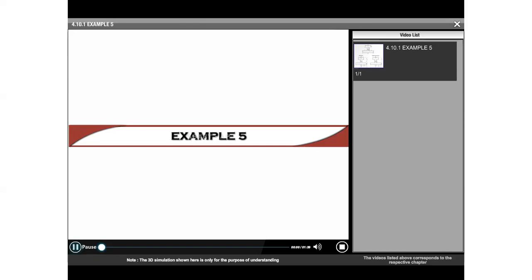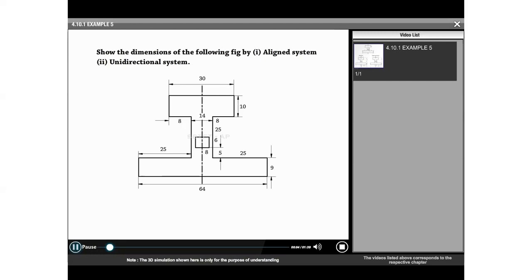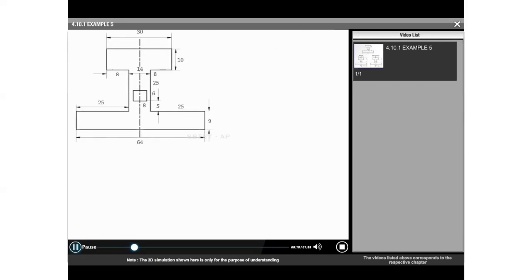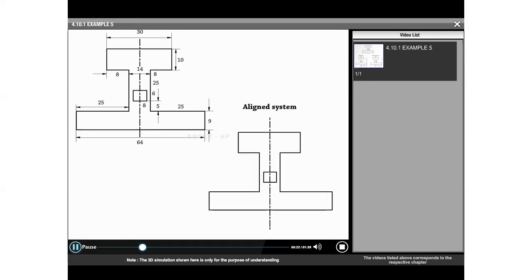Example problem 5. In this, a view with wrongly represented dimensions is available. The task is to redraw the view with proper dimensioning norm as per aligned system and unidirectional system separately. Aligned system. The dimensions are to be printed neatly as per the norm. All the dimensions are to be shown externally. Represent the dimensions in an aligned manner.